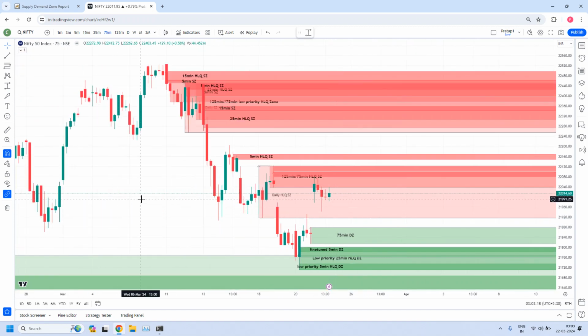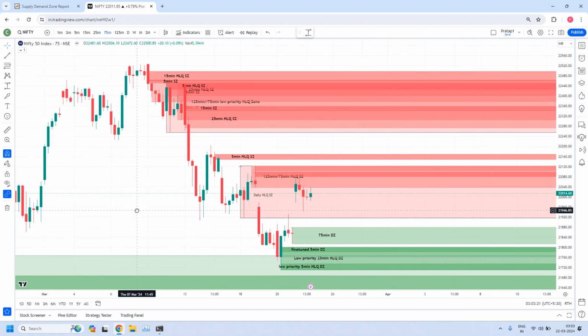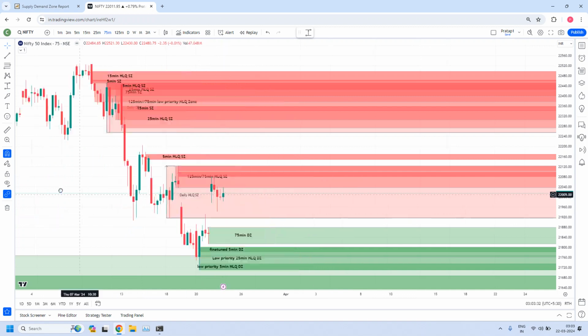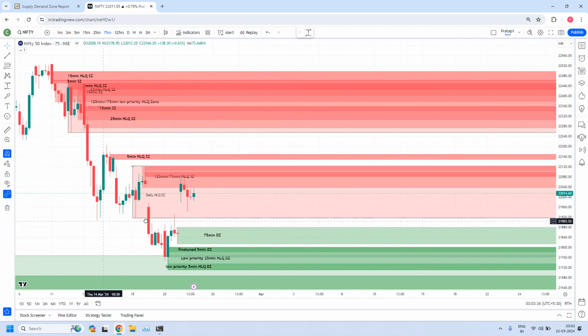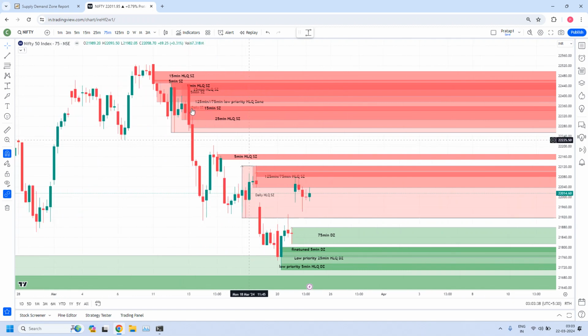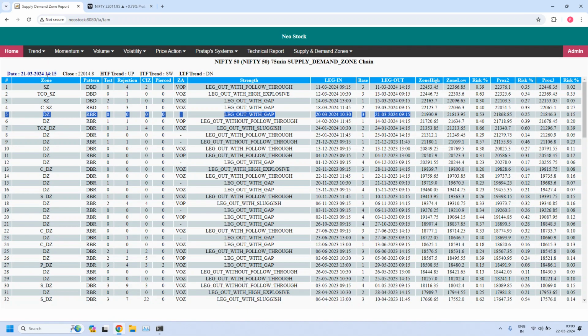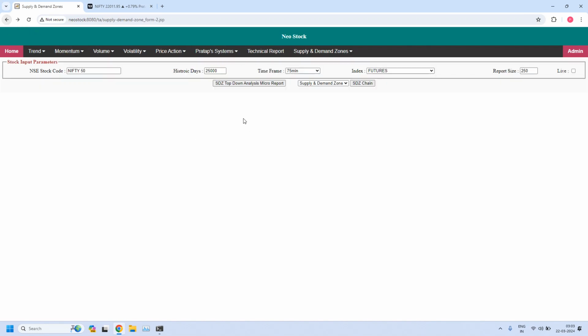Because both are fighting equally. You already learned in your first lesson, prices will be moving in a narrow range when there is equal demand and supply. Lesson 1, this is the most important point you learned. Okay, now the 75 minutes zone we have drawn. Now let us generate the supply demand zone chain for the next time frame, that is the 25 minutes time frame.